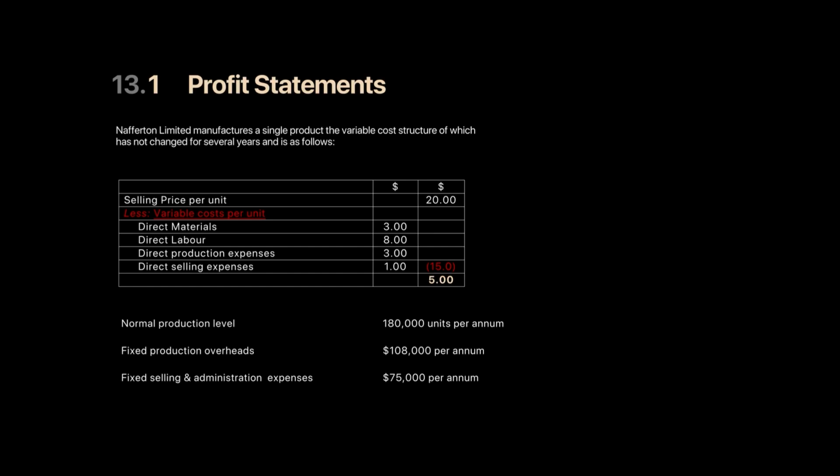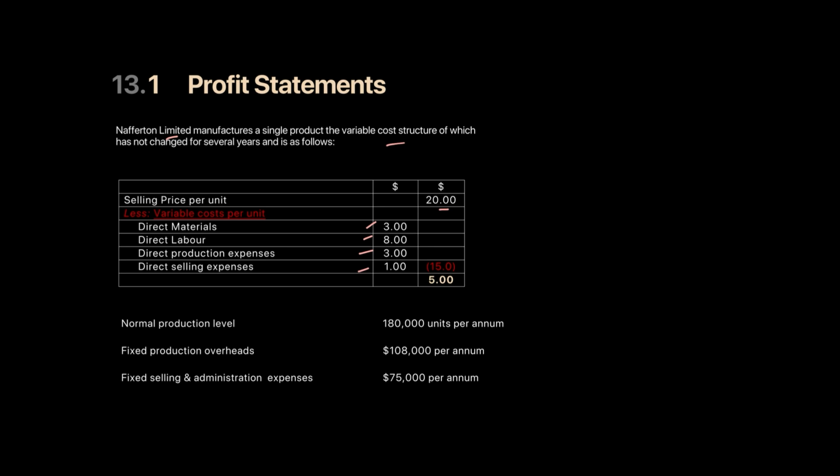Alright guys, let's solve another question on profit statement. In this question, Naferton Limited manufactures a single product. The variable cost structure has been given and it has not changed for several years. You have your selling price per unit, direct material per unit, labor per unit, direct production expense, and your selling expenses also given.